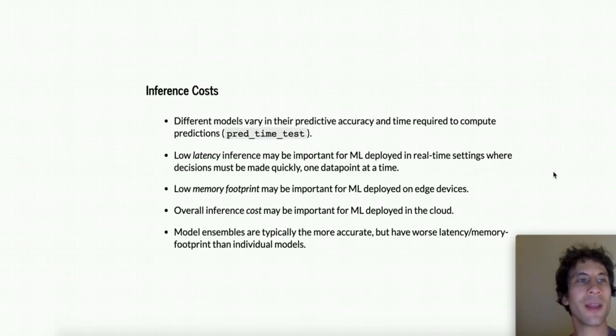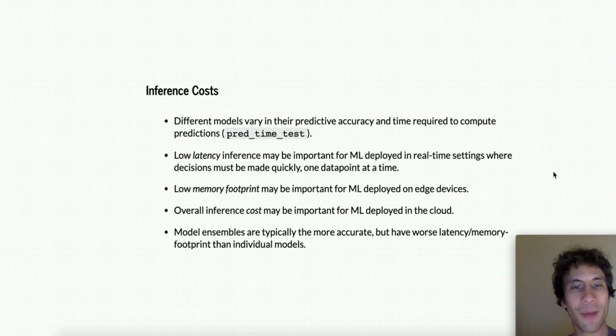Different models vary greatly in their accuracy and the time required to compute predictions, or inference latency, we might call this. Low latency inference may be important for ML deployed in real-time settings where we have to make decisions quickly, maybe one data point at a time. Low memory footprint might be important for ML deployed on edge devices where memory constraints are severe. Overall inference costs might be important for ML deployed in cloud settings where we don't want to pay too much money for a model that is of limited commercial value.